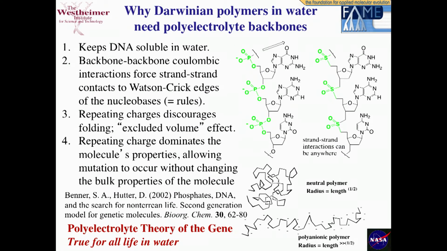So why do Darwinian polymers in water need a polyelectrolyte backbone? Well, first, it keeps them dissolved in water. Second, these backbone Coulombic repulsion forces strand-strand contacts to the Watson-Crick edges of these bases, which is how you actually get these Watson-Crick rules, A pairs with T and G pairs with C. If you don't have those repeating charges, you don't get those binding rules. The repeated charge discourages folding, as I've already mentioned, and the repeating charge, most important, dominates the molecular properties, allowing mutation to occur without changing the bulk properties of the biopolymer.